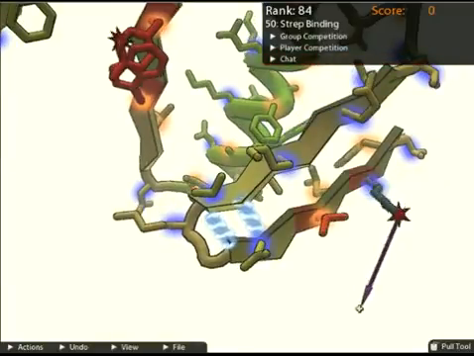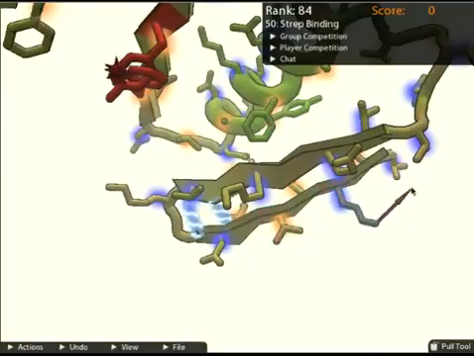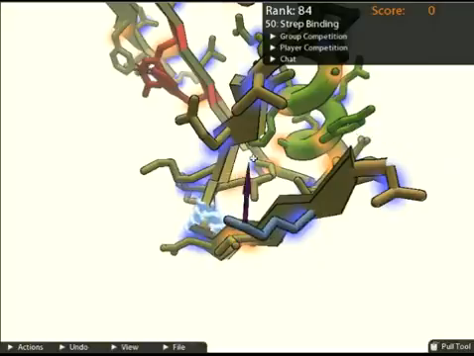These dangly things coming off of the backbone are called side chains. They can move into a discrete number of positions based on their molecular structure, so don't be surprised when they don't move exactly where you want them to.